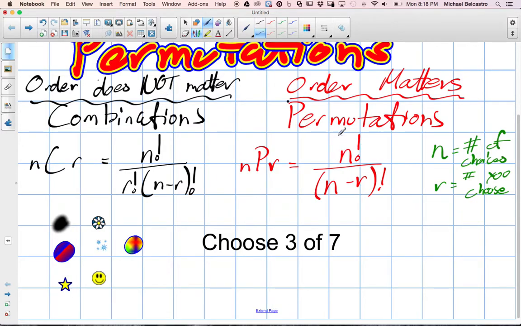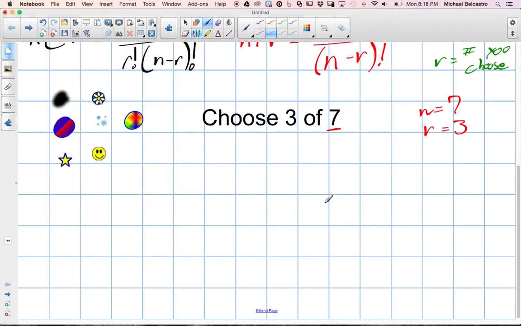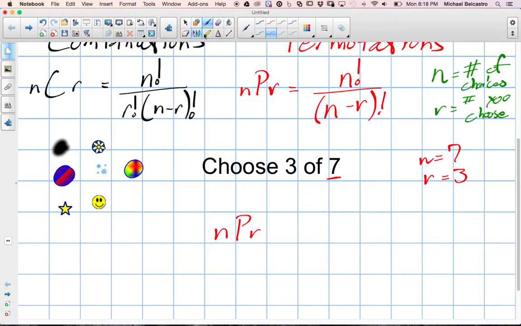So first we'll actually work with the permutation. It's pretty simple with the numbers we have. Our N is the number of choices, which would be 7. Okay, so for both of these, our N is going to be equal to the value of 7, and our R is going to be equal to the number 3. So for our permutation, our NPR, okay, because N is 7 and R is 3, we can replace them with those two numbers. So we have 7P3 is equal to 7 factorial over 7 minus 3 factorial.